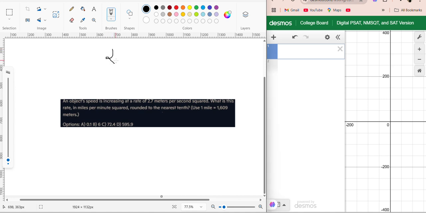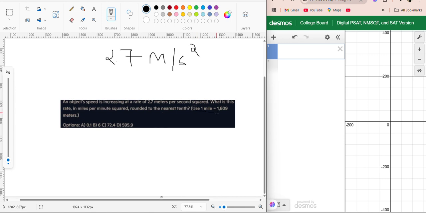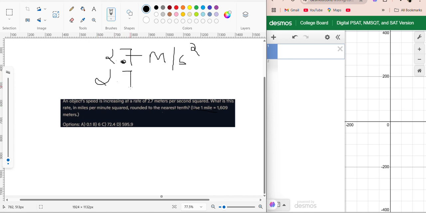We are given 2.7 meters per second squared. We have to convert this into miles per minute squared. In our question, 1 mile equals 1609 meters is given to us. So first of all, we have to convert meters into miles. We can do that by dividing 2.7 by 1609, and we have to convert second squared into minute squared.